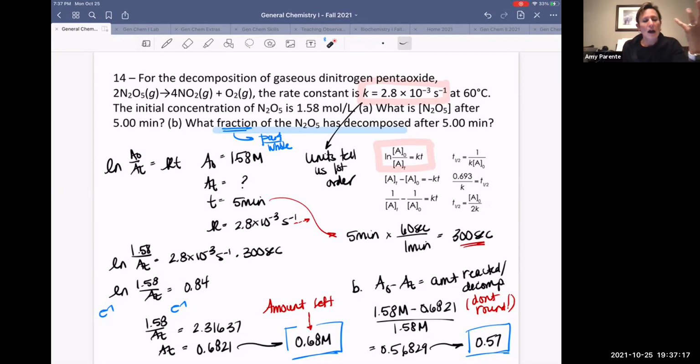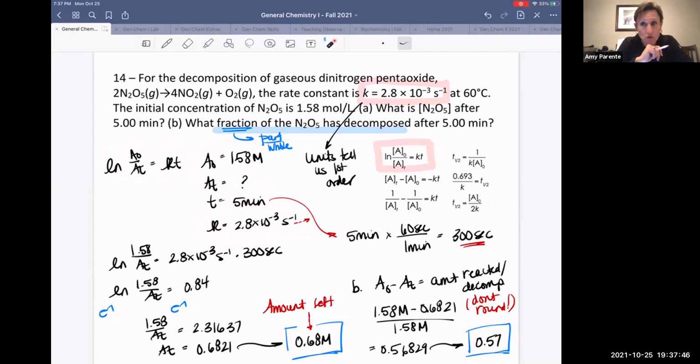So how I always like to solve problems that are equation based is I write down the corresponding equation and then I make a list of all the pieces to that equation. We have to make sure that things are in the right units. So A sub 0 is 1.58 molar. A sub t is what we're trying to solve for. The time that's passed is 5 minutes. And then the rate constant is given as 2.8 times 10 to the minus third reciprocal seconds.